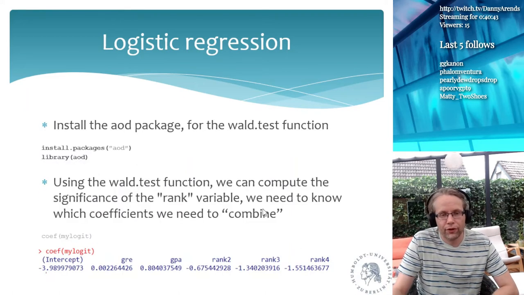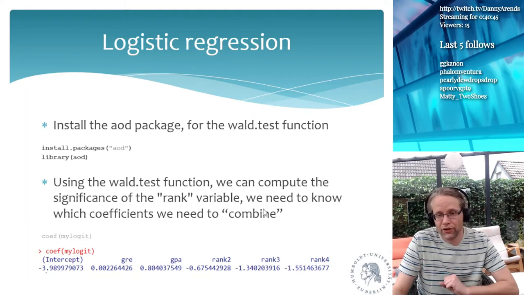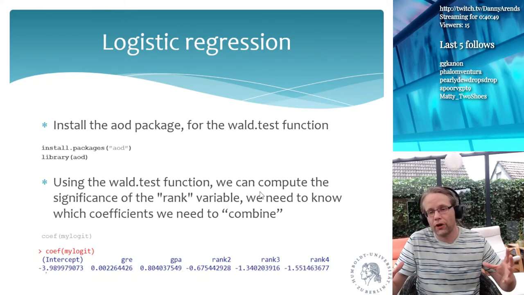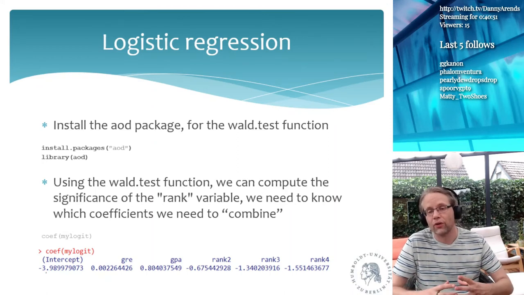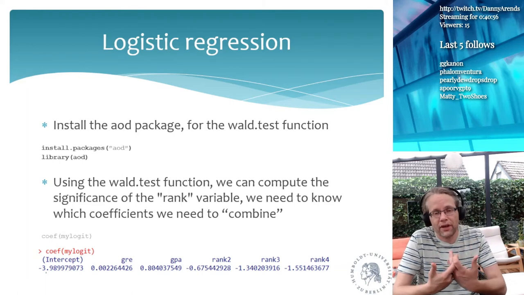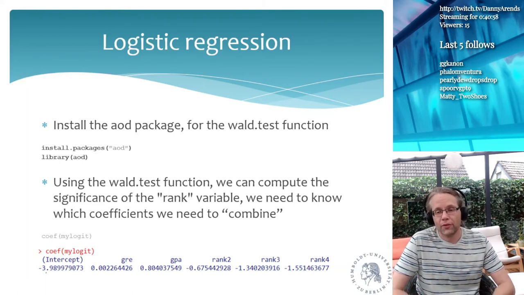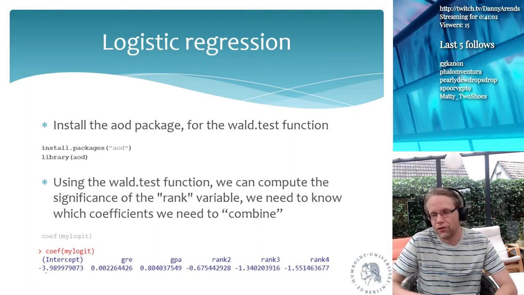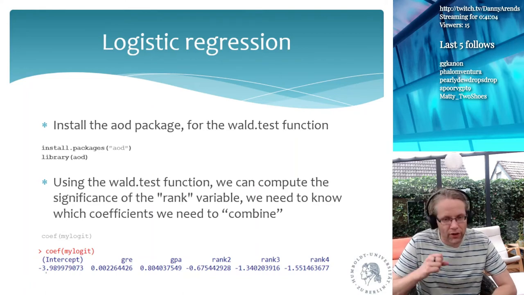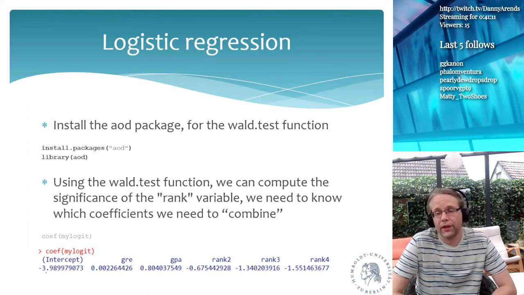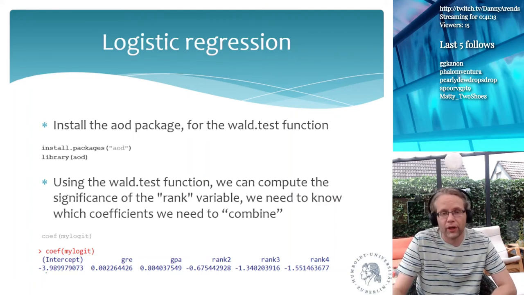And for this, we can use the AOD package. Because if you want to summarize different coefficients into a single kind of p-value, so a single likelihood, you can't just add up the p-values, right? It's not that you add up three p-values and divide by three and then say, well, this is the average likelihood of rank. So there's a formal way of doing this, and doing this requires doing a Wald test.